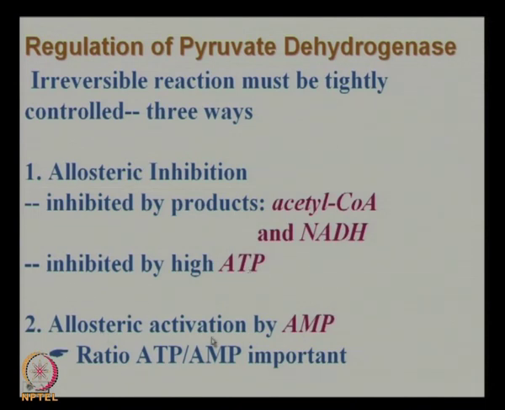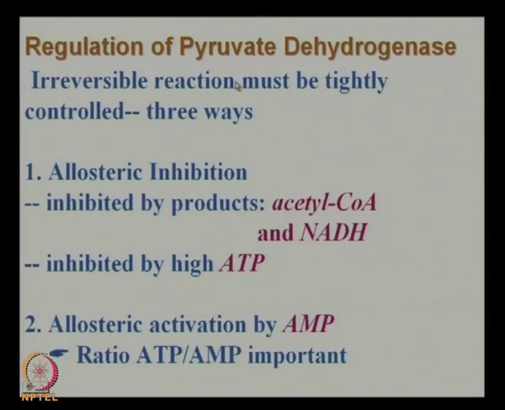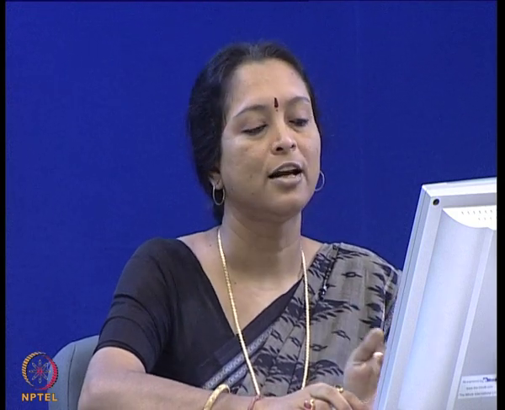The allosteric activation by AMP is also there. That means the ratio of ATP and AMP also plays a significant role in the regulation of pyruvate dehydrogenase. When the ATP concentration is very low, AMP is boosting, stimulating the reaction, and the reaction takes place.